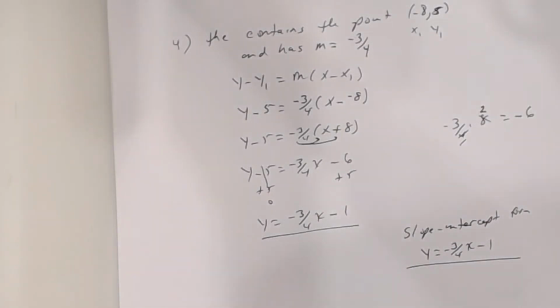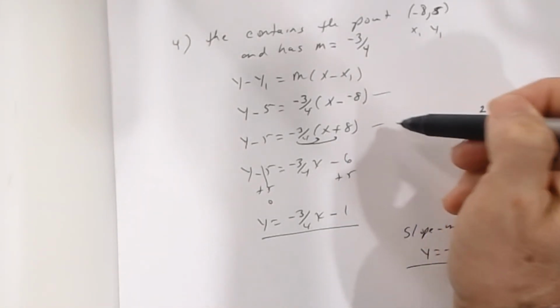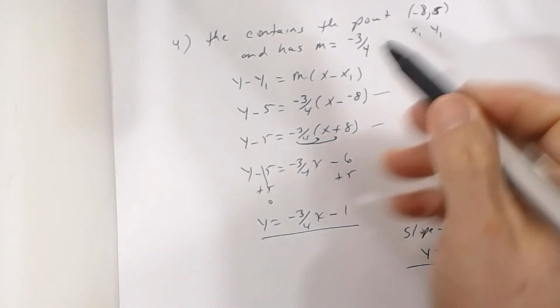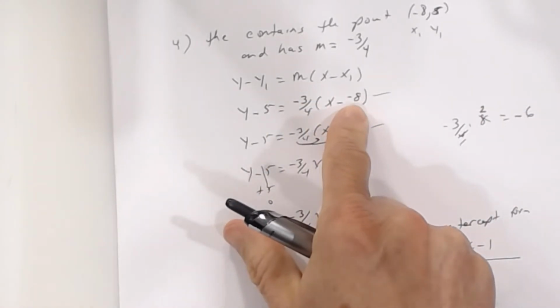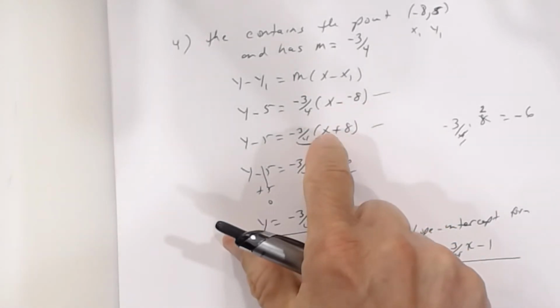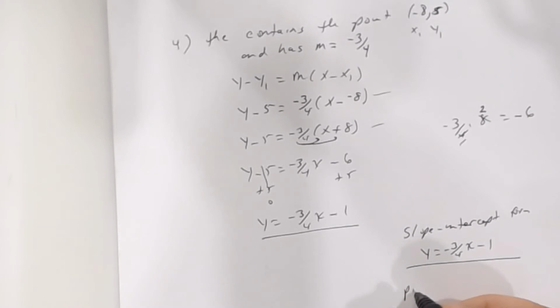For point-slope form, make sure you put the right one that I want. Technically, these two right here are in point-slope form, but I don't want you leaving it as x subtract the negative 8. I need you to give me the one where it says x plus 8. So what will you give me for point-slope form? Times x plus 8, yes. That's the one you'll give me.